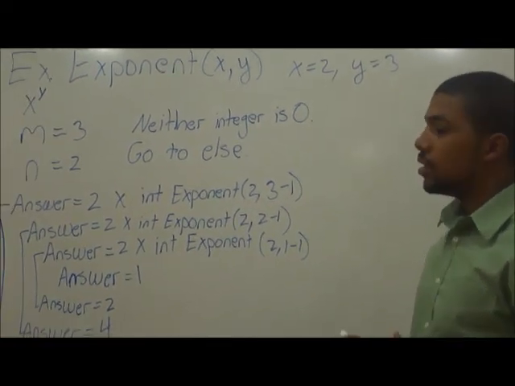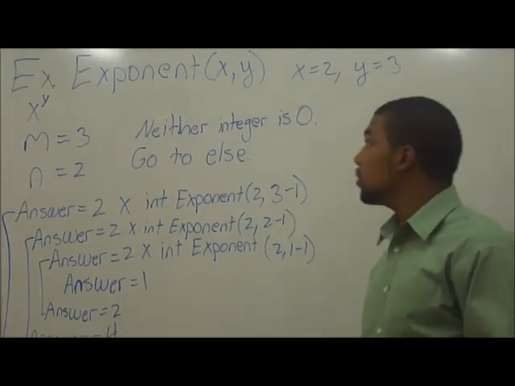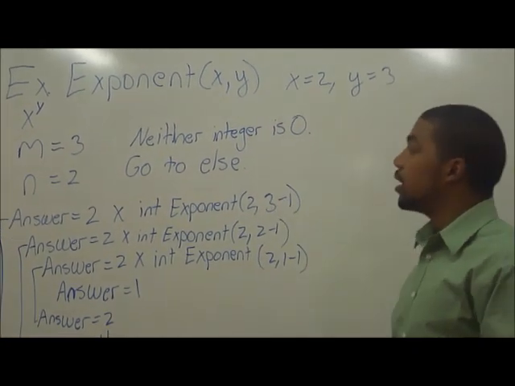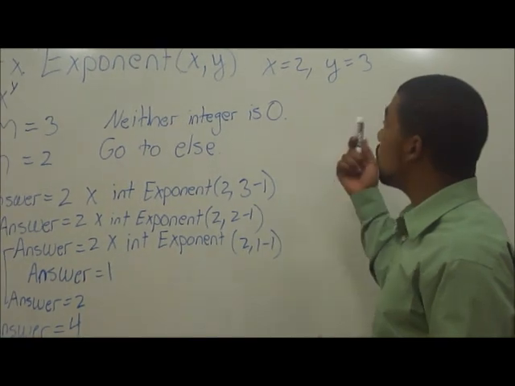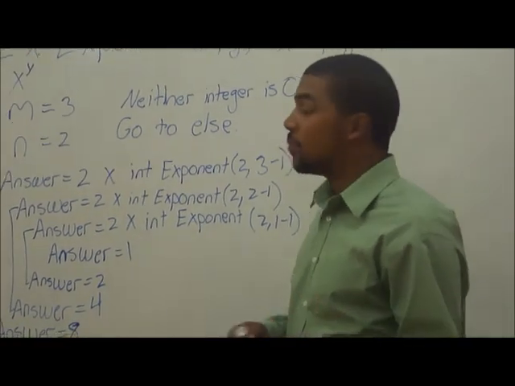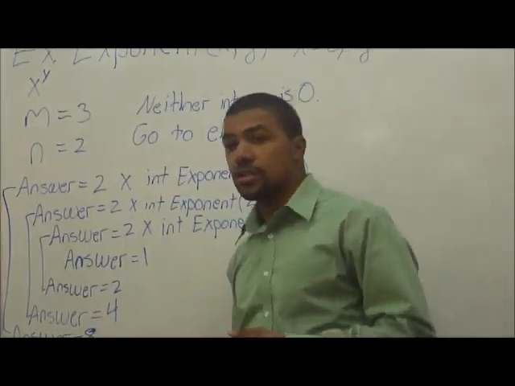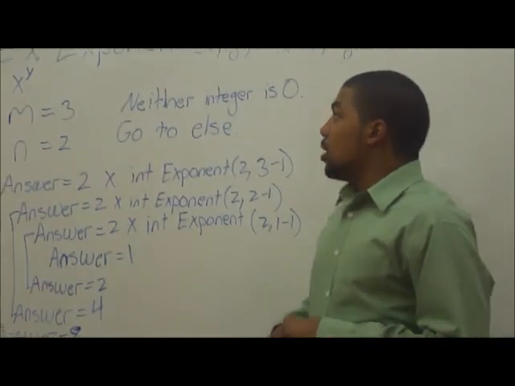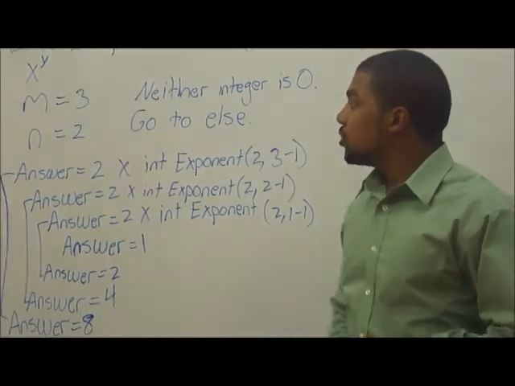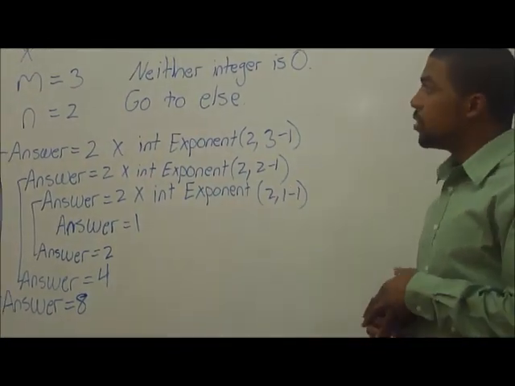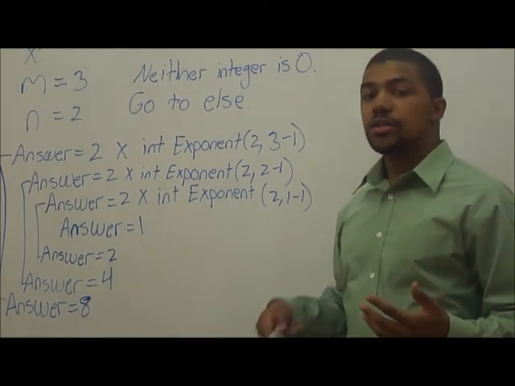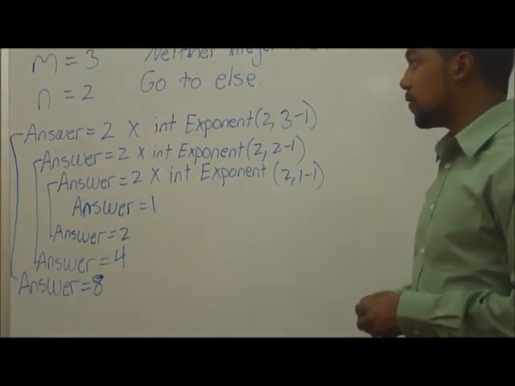I'll be explaining the exponent algorithm, the second one, in which we call x and y. In this example, x is going to be equal to 2, y is going to be equal to 3, and we're going to solve it in a manner in which x is going to be raised to the y power. We're going to set m equal to 3, n equal to 2, and since none of the integers are equal to 0, we're going to go ahead into the else statement, which is going to call the algorithm recursively.